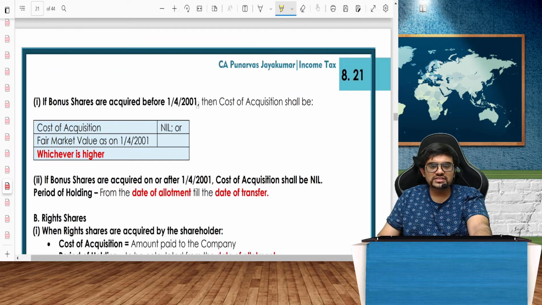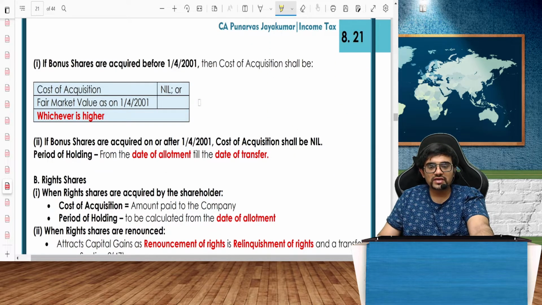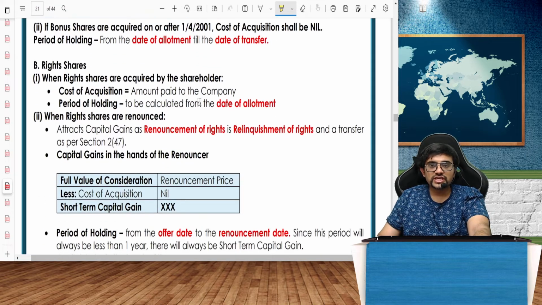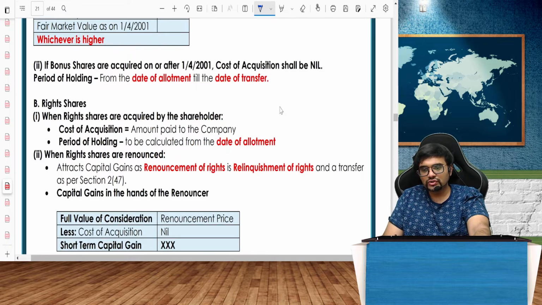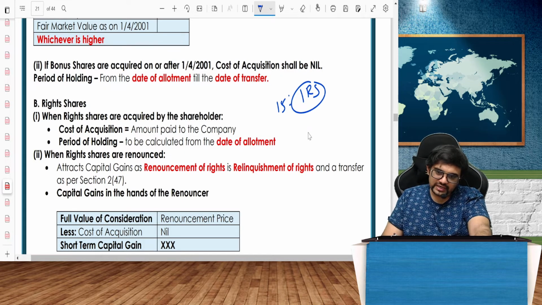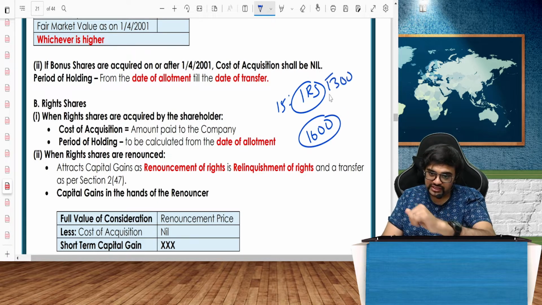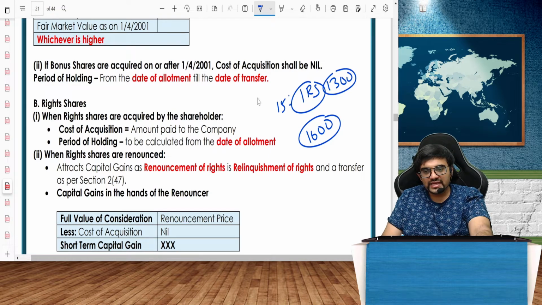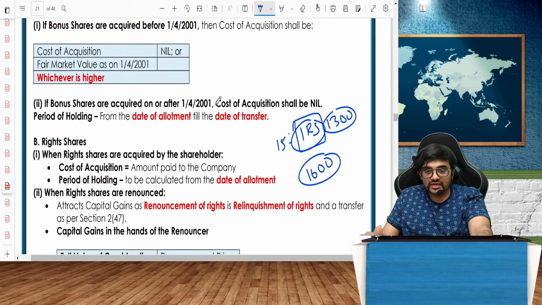Bonus shares, cost of acquisition is nil. Why? You do not pay anything to acquire them. Now right shares. In 2020, Reliance issued one right share for every 15 shares of Reliance held. The market price of one share of Reliance was 1,600, but the right share was issued at 1,300. When they give me this right to buy one right share, there is no cost of acquisition. But I will now sell this right to somebody.